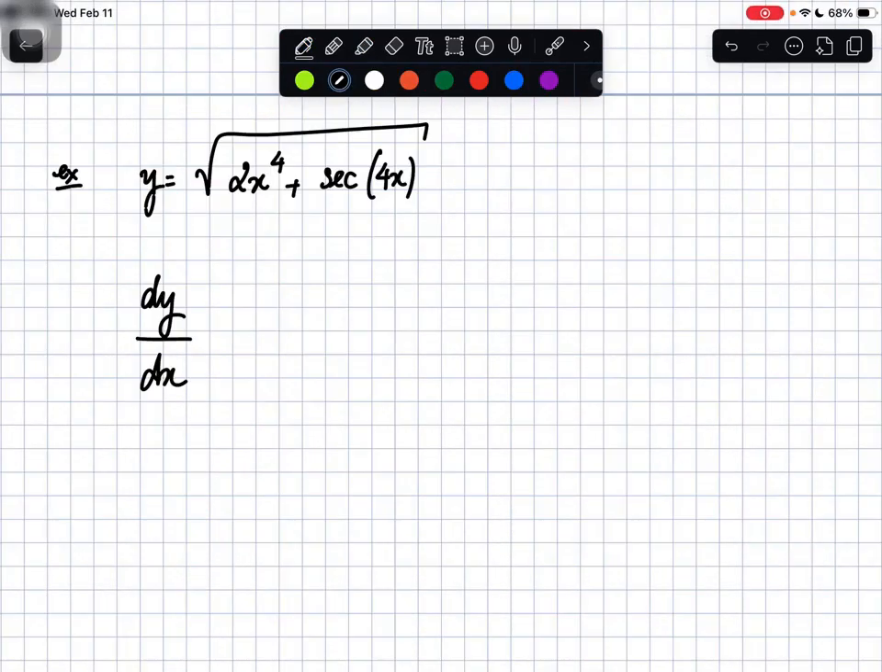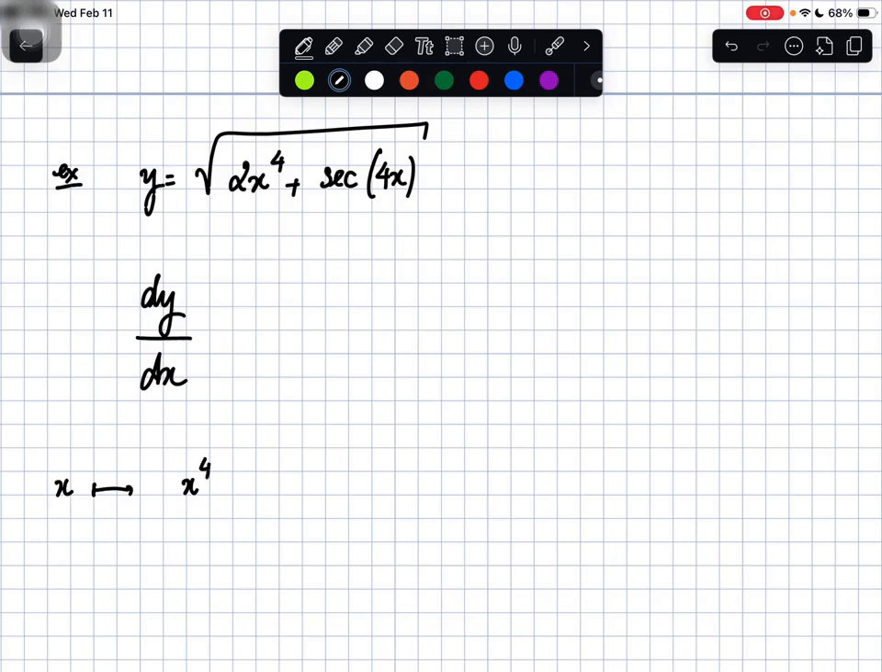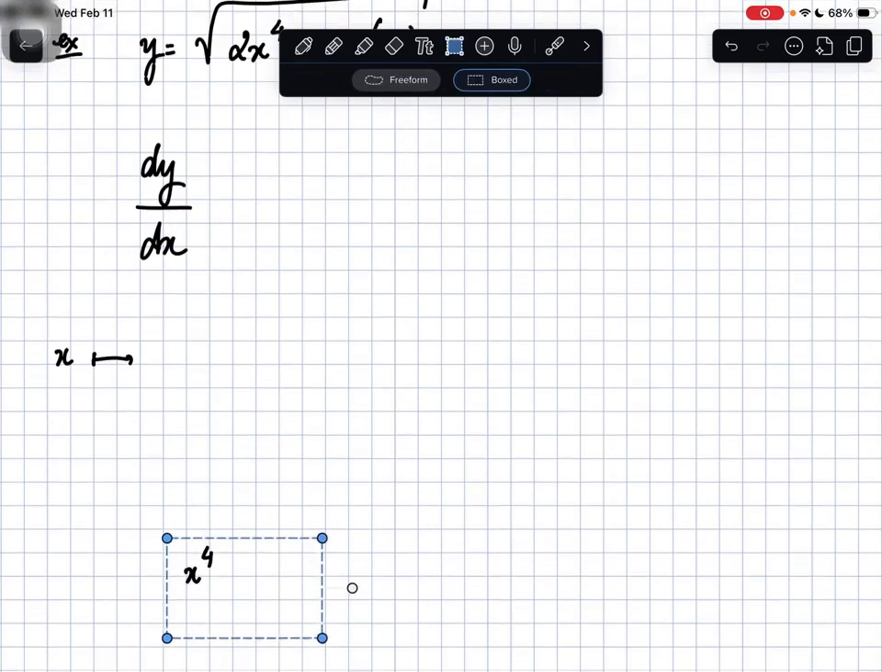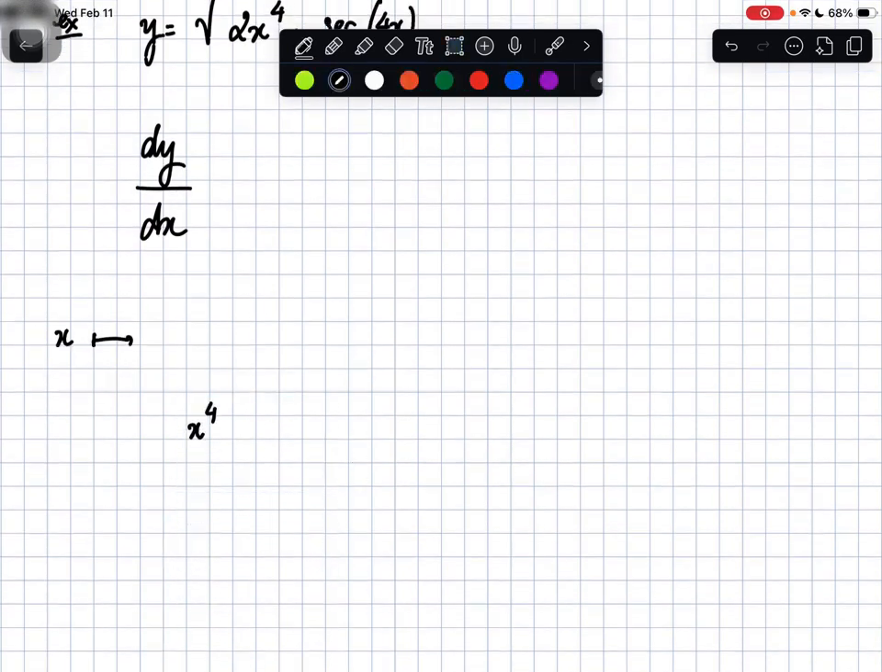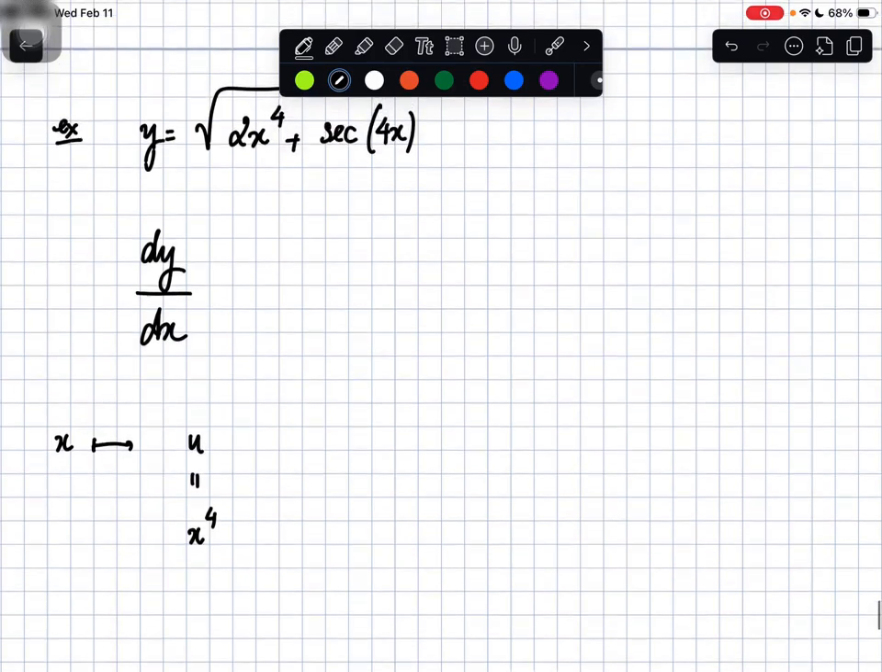We want to compute dy over dx, where y is equal to this. If we want to draw the chain in the chain rule, here's how we do it. We start from x. We need 2x^4. We go to x^4 first. Let's call this one u. u equals x^4, and then you go to 2x^4, which is 2u. We call this v. That gives us the first term.